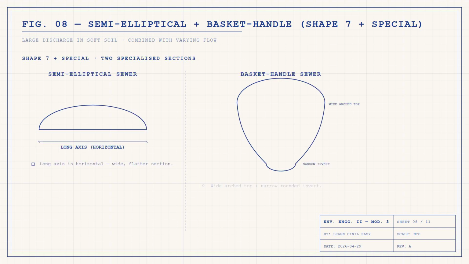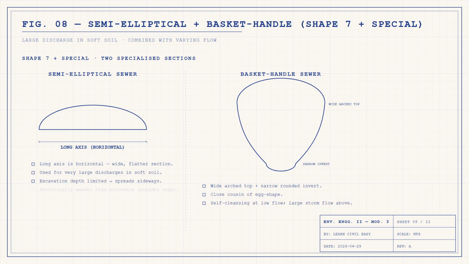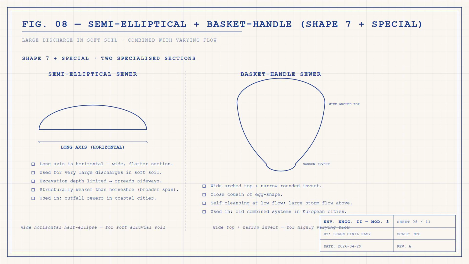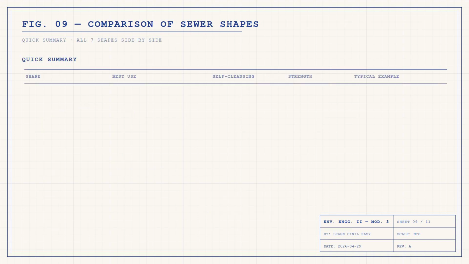Two more specialized sections. The semi-elliptical sewer has its long axis horizontal, a wide flatter section used for very large discharges in soft soil where excavation depth is limited. It is structurally weaker than the horseshoe because of the broader span. The basket handle sewer is a close cousin of the egg shape, a wide arch top with a narrow rounded invert. It maintains self-cleansing velocity at low flow and carries large storm flow above. Both appear in old combined sewerage systems of European cities.